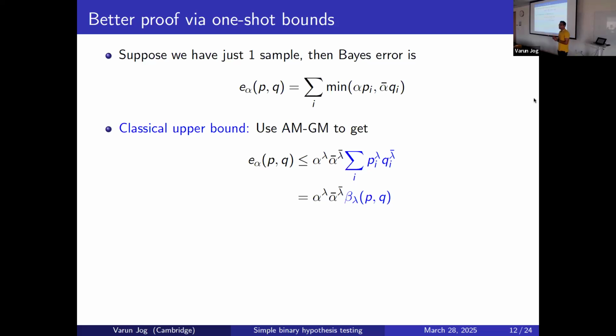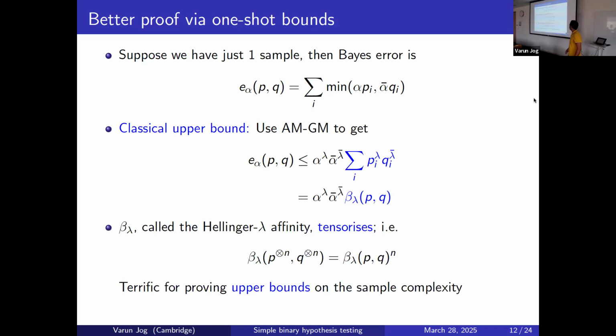Why do we like this beta lambda quantity? The moment you have product distributions p to the n and q to the n, E alpha of p to the n, q to the n is going to be upper bounded by the same formula, but now you'll have beta lambda between p to the n and q to the n, and this beta quantity tensorizes. So beta lambda between p to the n and q to the n is beta lambda of p, q to the power n. It's a simple exercise to check that this nice summation in blue, the moment you have product distributions, is going to become a power of what it was. So that's a fantastic property for this beta lambda.